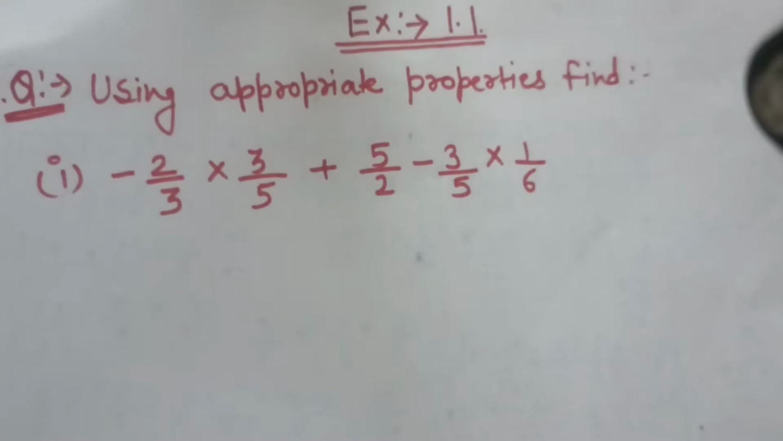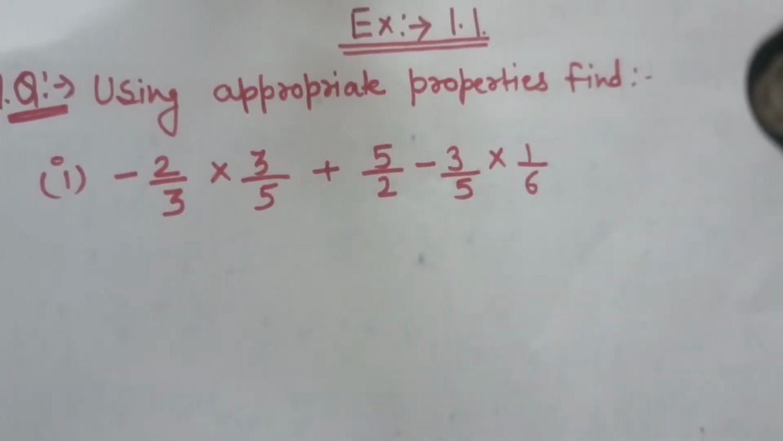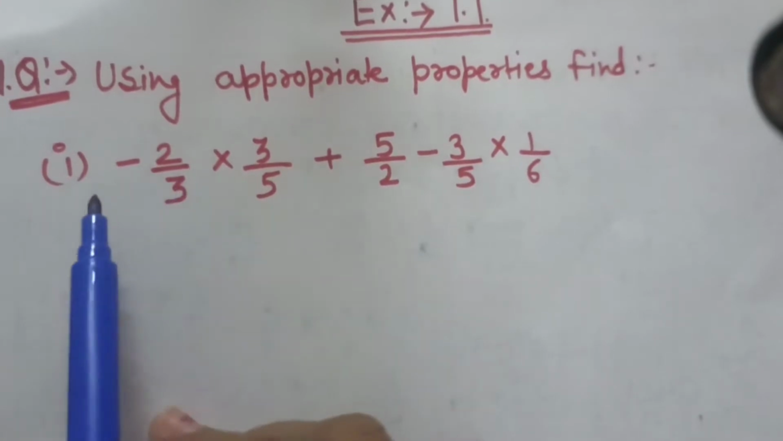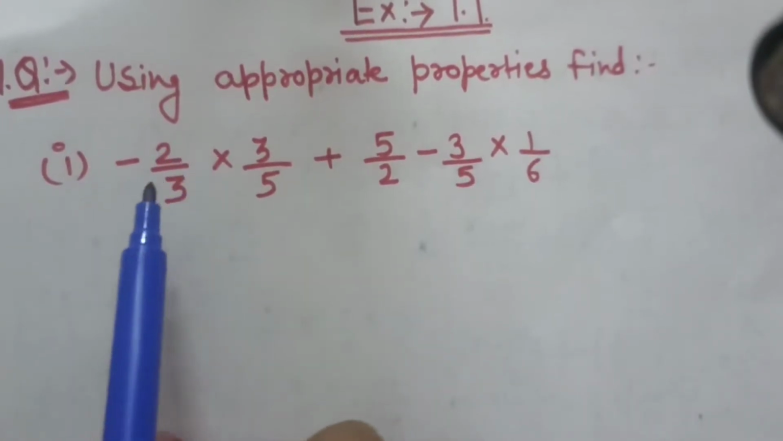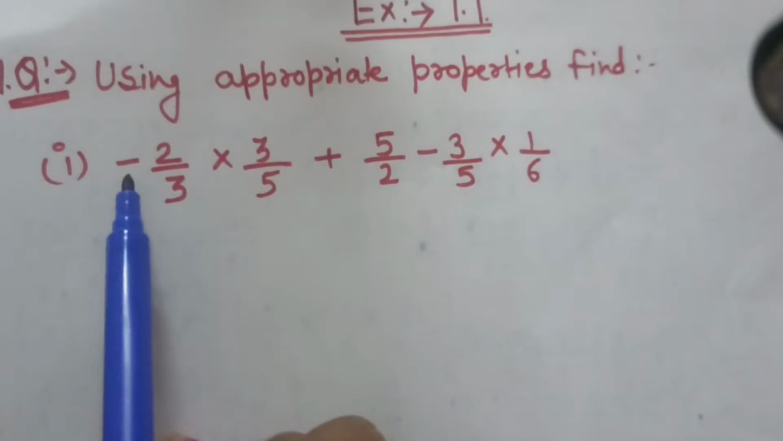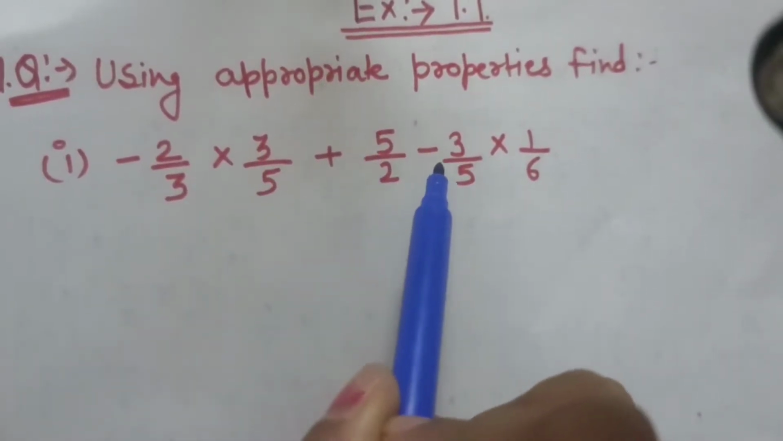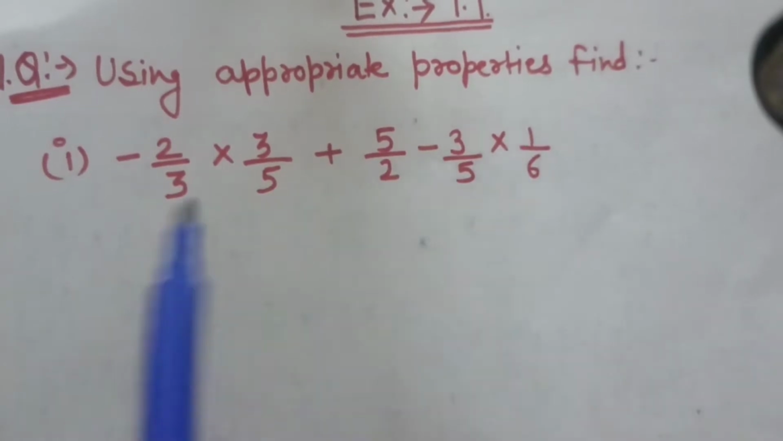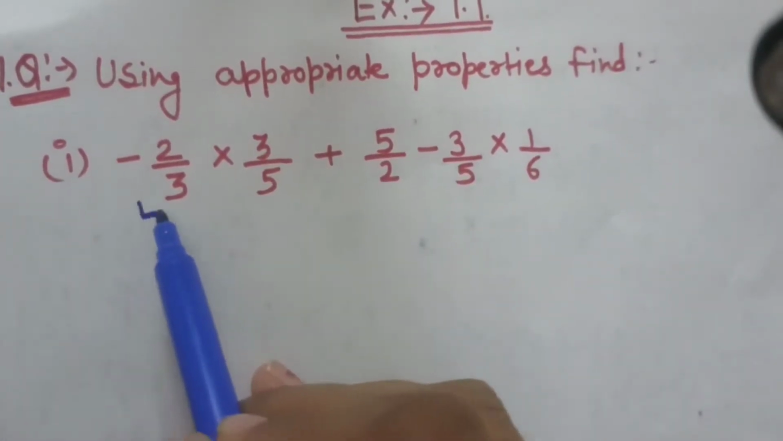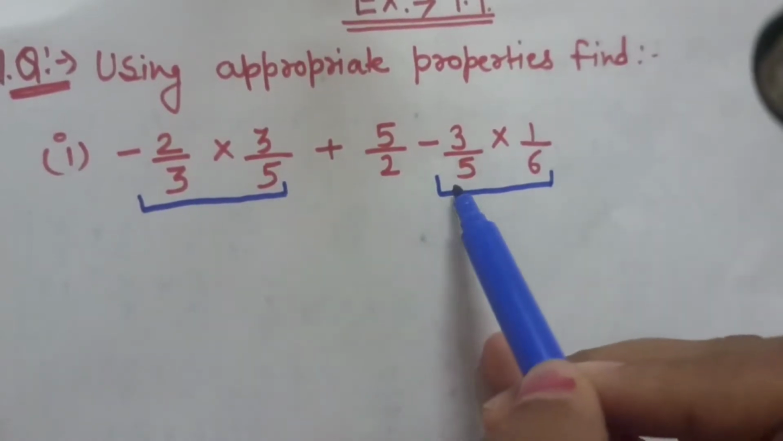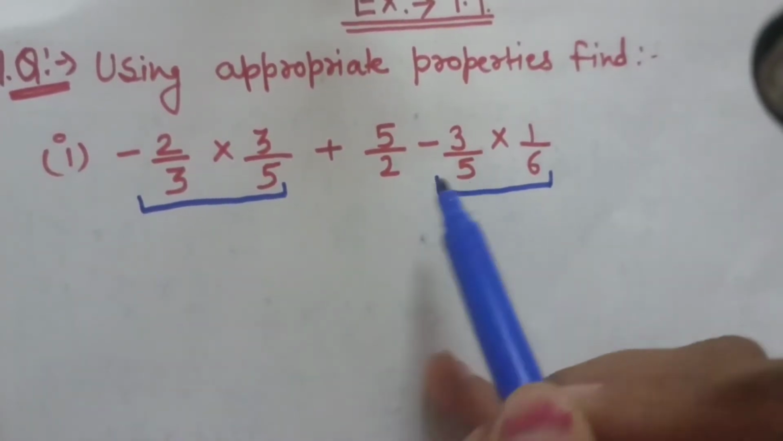What does the question say? It says, using appropriate properties, find the value of this given equation. Here, see that it is given that minus 2 by 3 multiply 3 by 5 plus 5 by 2 minus 3 by 5 into 1 by 6. So after seeing that, we have observed that 3 by 5 and 3 by 5 here is a common thing.